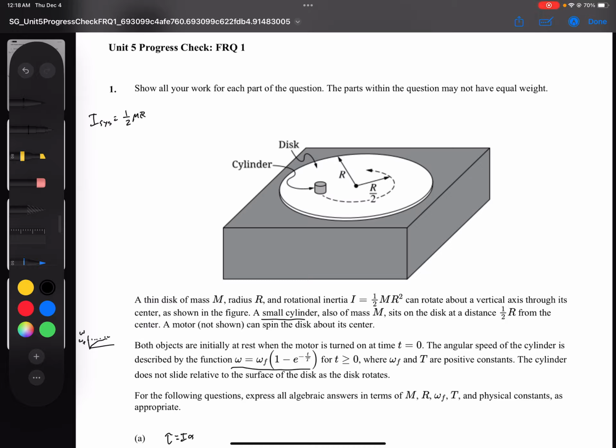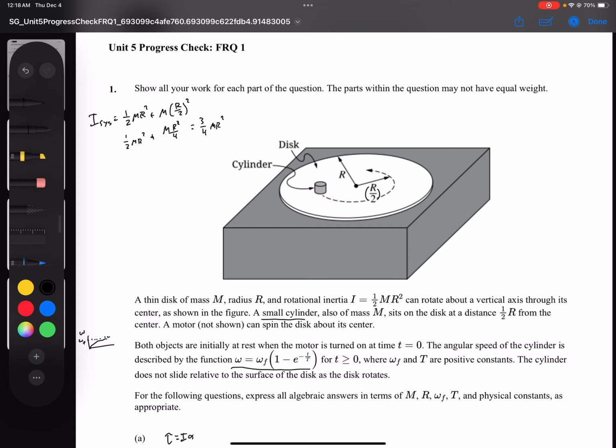So 1/2 mr squared for the disk, plus the moment of inertia of the small cylinder, which we'll treat as a point mass. So it has moment of inertia of mr squared. But don't forget, the radius is r over 2. So it's r over 2 quantity squared. R over 2 squared is r squared over 4. So I have mr squared over 4, and we got our 1/2 mr squared from the disk, I forgot to put the squared there, and I add these two together, use common denominators, I end up with 3 over 4 mr squared.